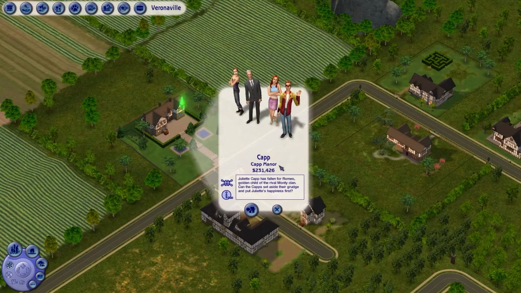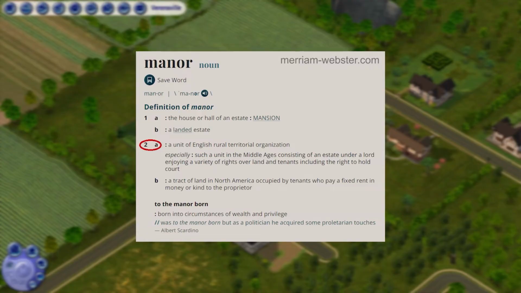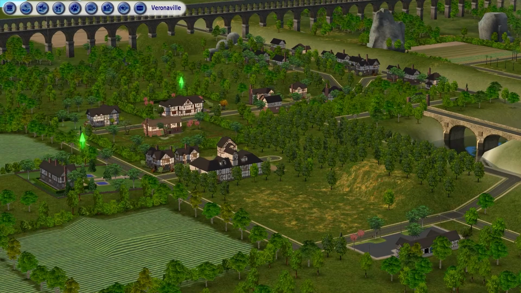I also like that the Cap residence is called the Cap Manor because the word manor doesn't only refer to a house. In England, it was also the name given to an estate under a lord enjoying a variety of rights over land and tenants, including the right to hold court, and that seems quite appropriate for the Caps. I think I have even more appreciation for the world building that the devs did in Veronaville after realizing that the Caps are very much based on an original concept and not a simple recreation of Shakespeare's Capulet.